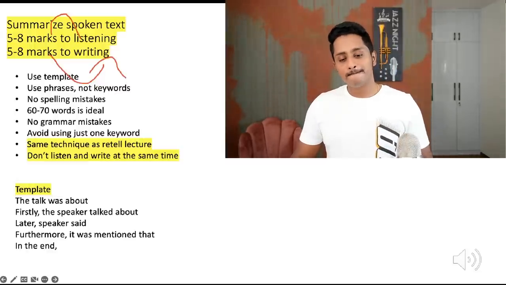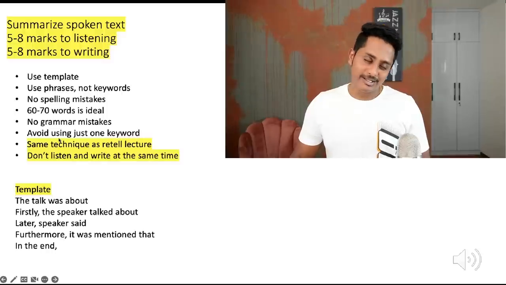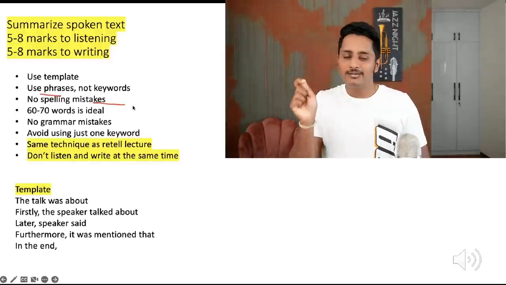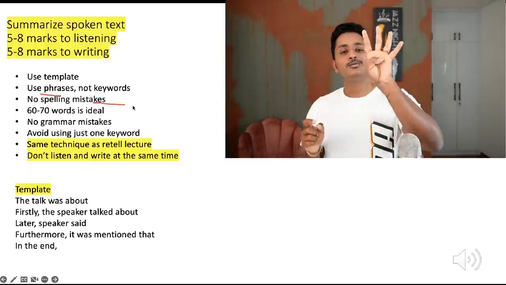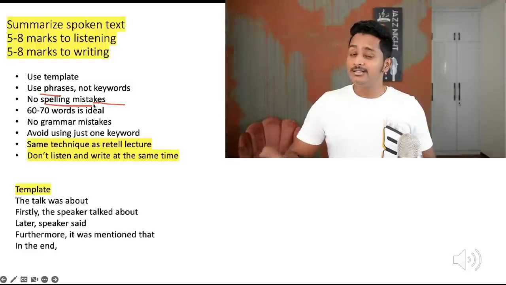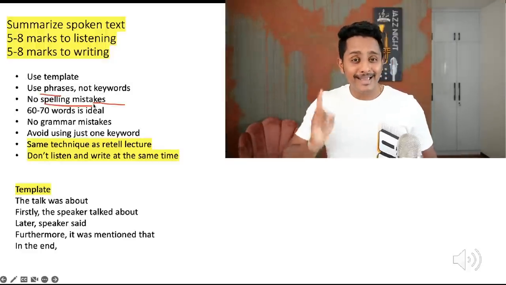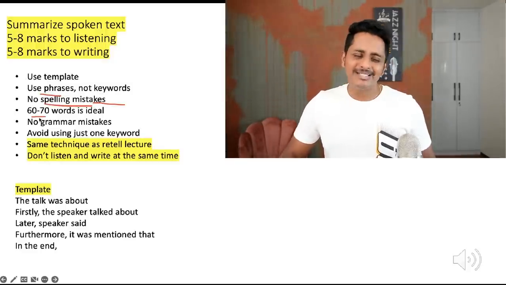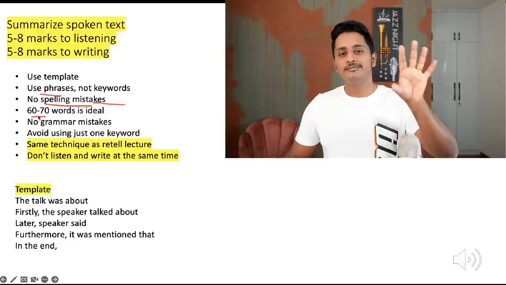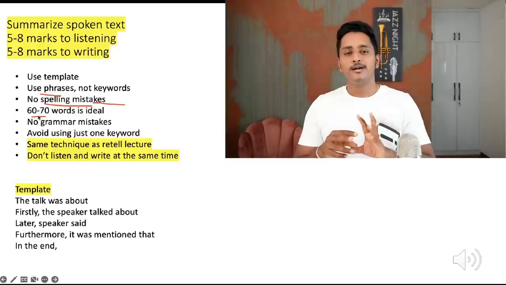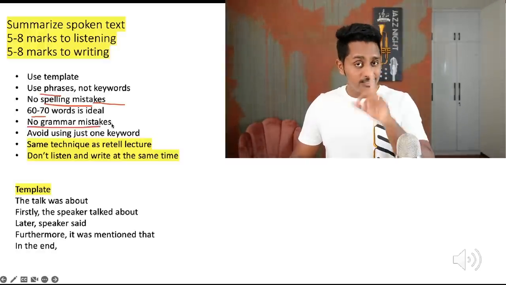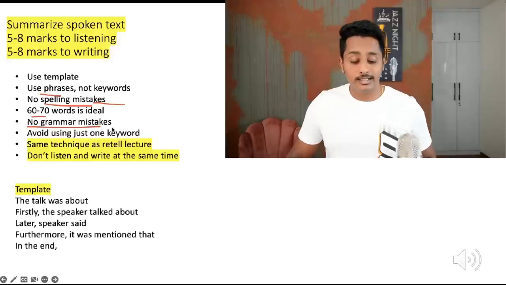Use the template. I have the template here. I'll share that with you again. Use phrases, not the keyword. Don't write one word. Try to write 3 to 4 words, 1 phrase. Simple phrase. I'll show you how to do that. No spelling mistakes. And 60 to 70 words is ideal. Don't write 51, 52. Pearson says 50 to 70 words. But try to write above 60 words and less than 70 words. No grammatical mistakes. All these will cost you marks in listening and writing both.